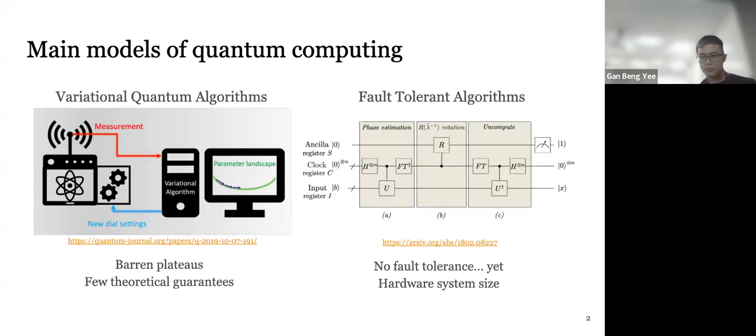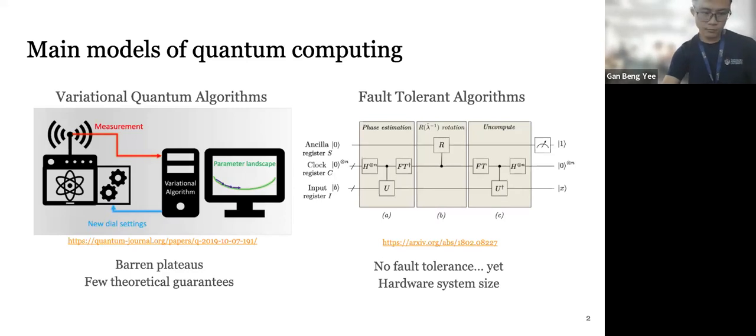The more familiar part of quantum computing is what we call fault-tolerant algorithms. These include Shor's algorithm, Grover's algorithm, and the HHL algorithm. These algorithms rely heavily on fault tolerance, which is the absence of errors within the computing itself. The problem is that with current technology there is not really any fault tolerance yet, and the hardware system size may scale quite largely because you need error correction to achieve these algorithms.